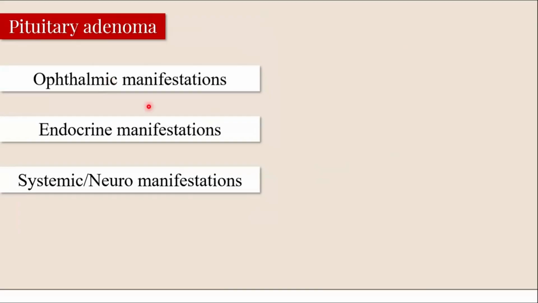So we have ophthalmic manifestations, endocrine manifestations, and systemic neuro manifestations. And they ask about all of these. Don't only study the ophthalmic manifestations, you have to know a little bit about the endocrine and the neuro or systemic manifestations as well. Okay.